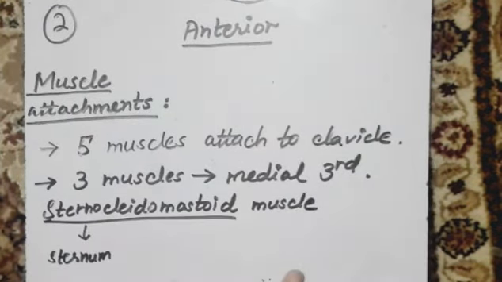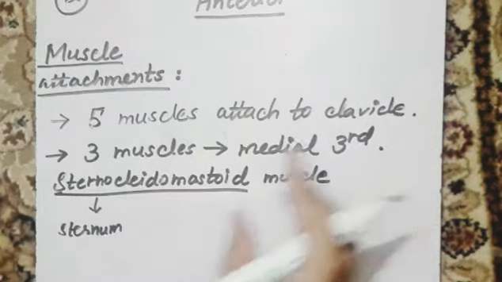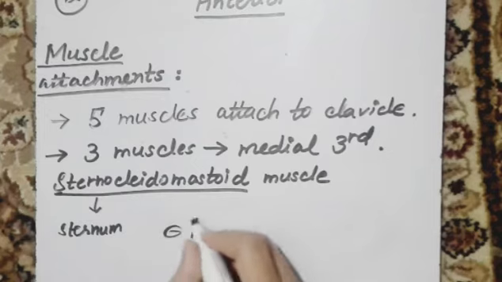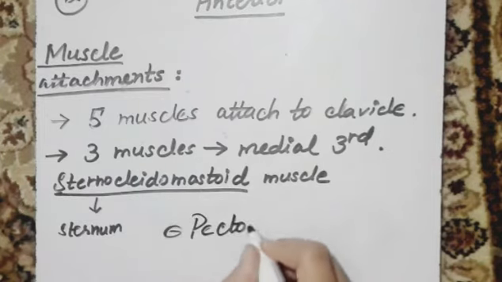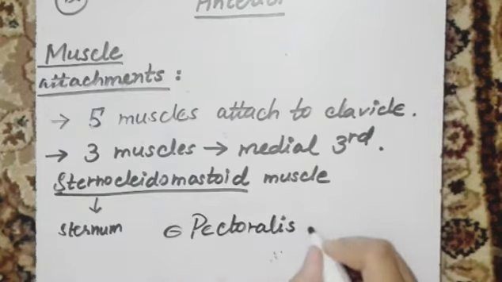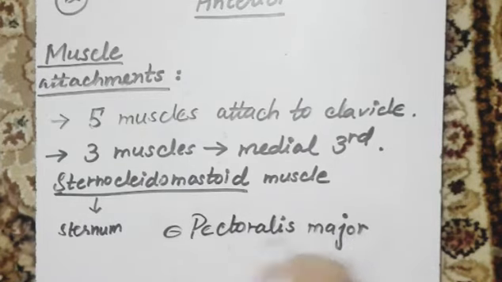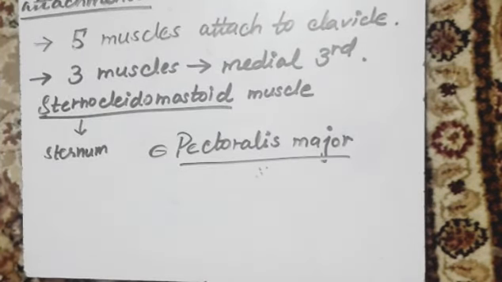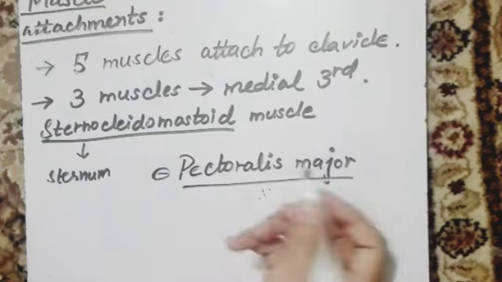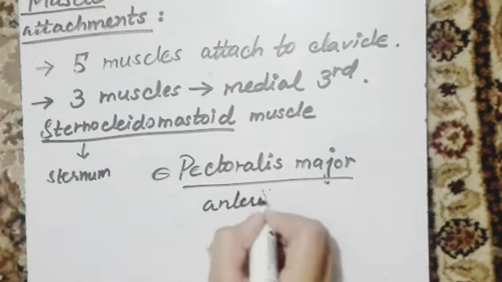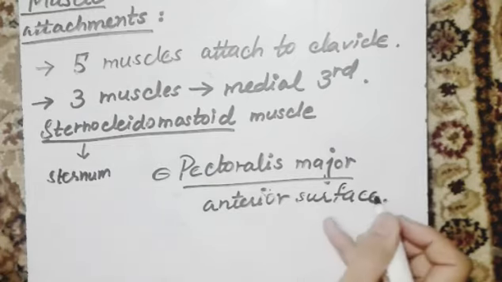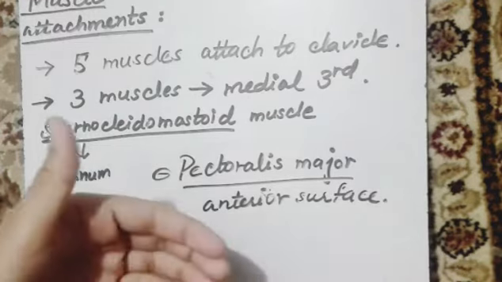Sterno for sternum, we can just say, and know that it is on the sternal side. Then there is the next muscle, which is pectoralis major, or pect major, which is attached to the anterior surface of the bone, on the front side of the bone, we can say. The pect major is on the anterior surface of the bone, on the chest.